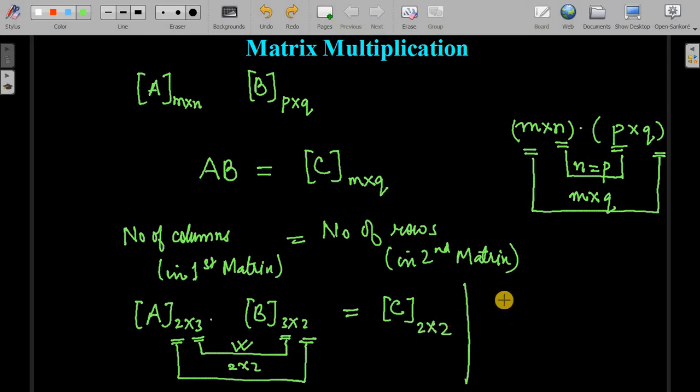Let us see one more example. Suppose matrix A is of the order 3 by 2 and matrix B is of the order 2 by 4. If we are going to multiply A and B, first of all we have to check the condition that the number of columns in the first matrix, which is matrix A, is equal to the number of rows in the second matrix, which is matrix B, and here 2 is equal to 2. It is true. So this means that A and B can be multiplied. And suppose we get a matrix C, its order will be 3 by 4, the number of rows from the first matrix and the number of columns from the second matrix.